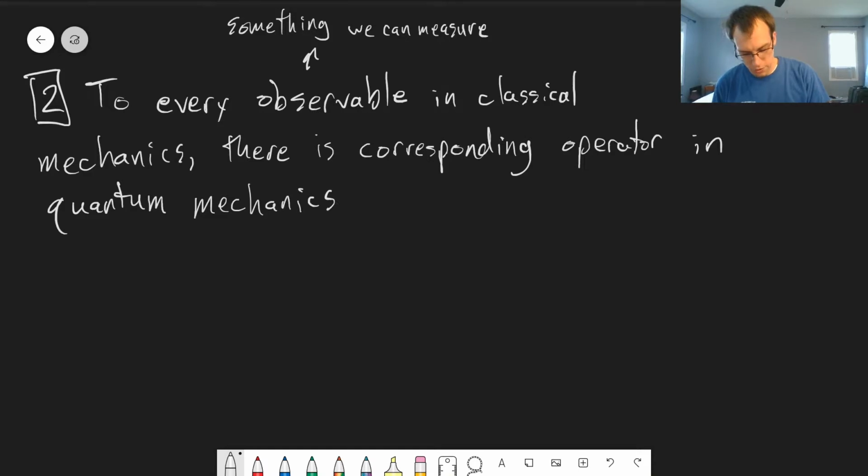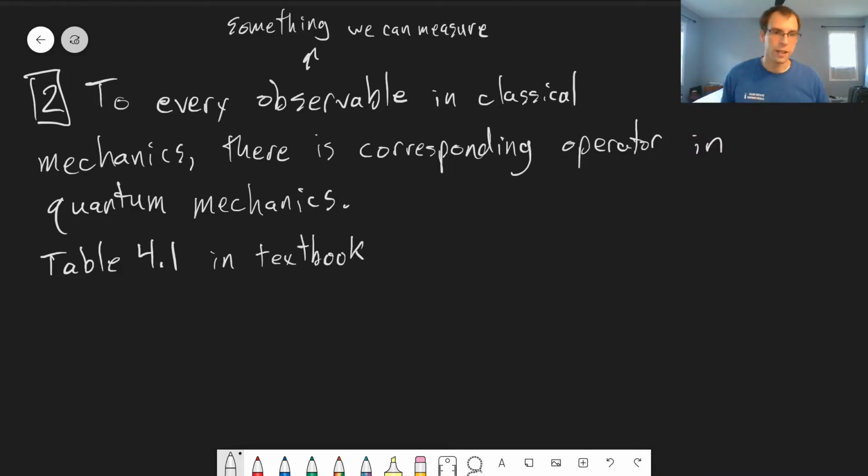Now, we've already been introduced to a couple of these. If you want a not exhaustive, but a more complete list, you can see table 4.1 in your textbook. Or in the online textbook, there's a nice table there as well that's very similar in section 4.2. But we'll go through some of the most important ones.